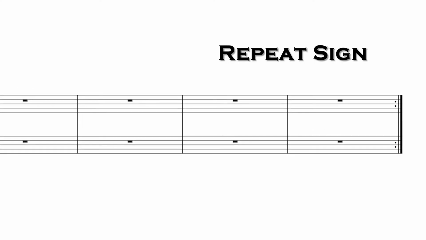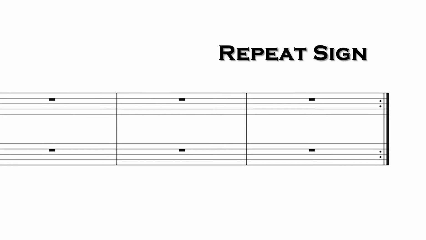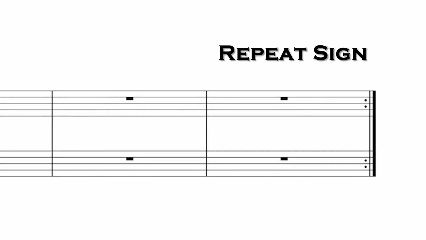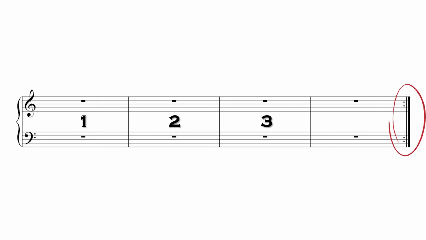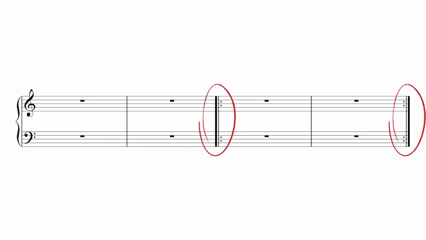When two dots are placed to the left or to the right from a double bar, it is called a repeat sign. If the dots are on the left, it means to repeat music that is on the left of the repeat sign. If there are two repeat marks that look at each other, then you should play the segment that is between them twice.